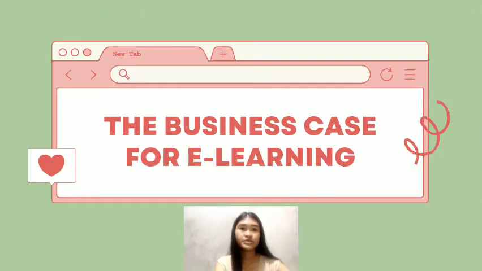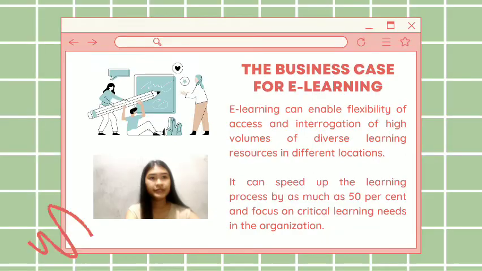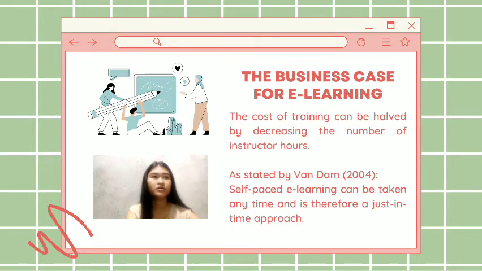So now let's proceed to the business case for e-learning. E-learning can enable flexibility of access and interrogation of high volumes of diverse learning resources in different locations. It can speed up the learning process by as much as 50% and focus on critical learning needs in the organization. The cost of training can be halved by decreasing the number of instructor hours. As stated by Van Dam in 2004, self-paced e-learning can be taken anytime and is therefore a just-in-time approach.